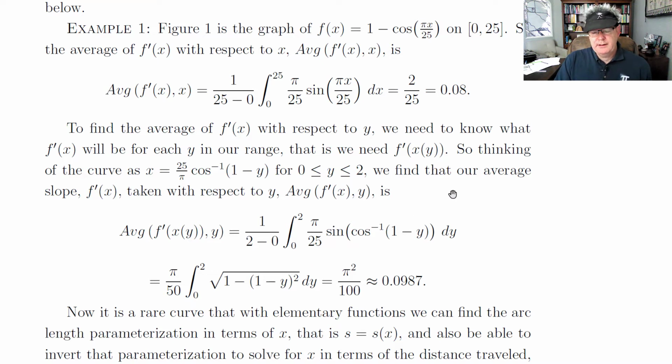If I want to do it with respect to y, I need to solve for x in terms of y, which we can do, right? If I put y equal to this, I can say cosine equals 1 minus y, and solve for x, arc cosine of 1 minus y, times 25 over pi, but substitute it into the derivative. So once I solve for x in terms of y, I'll put that in to x right here. And then I can integrate this and find the average with respect to y.